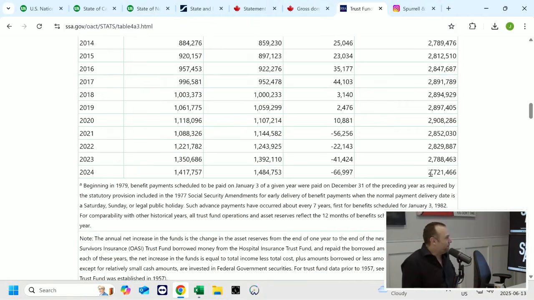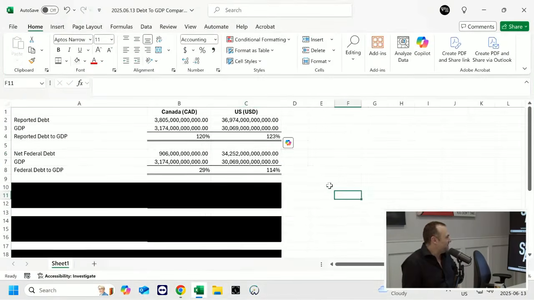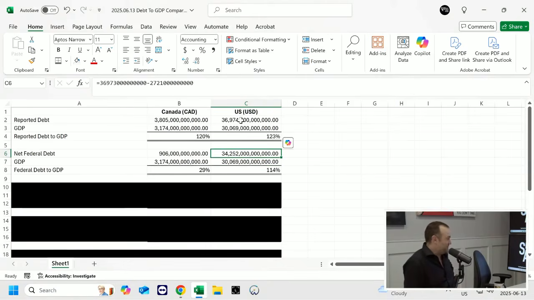So they have $2.721 trillion in their Social Security Trust Fund. Okay, so when you net that off against their debt, the number doesn't change that much. So instead of 36 trillion, you're only looking at 34 trillion. Okay, so when they start talking about net debt to GDP, it only moves from say 123% to 114%. Okay, so that's where they start telling you.